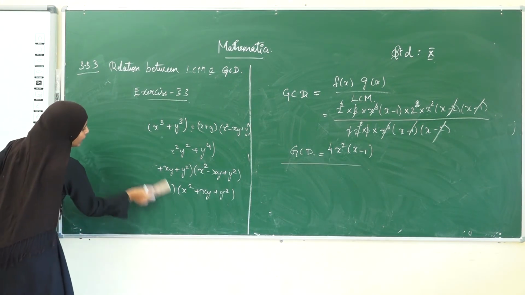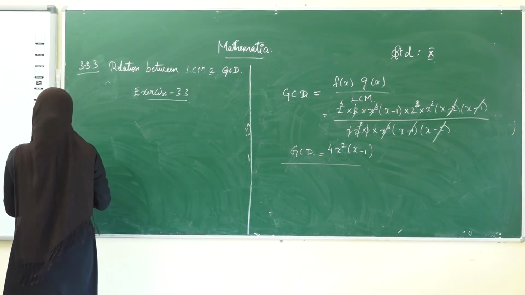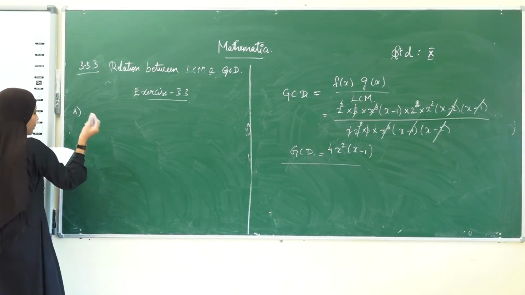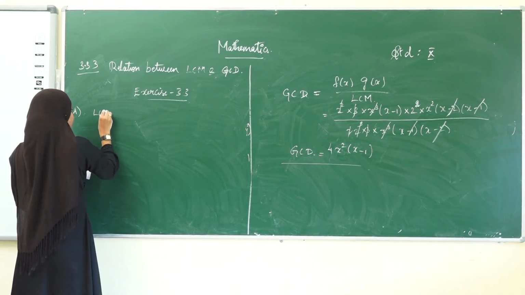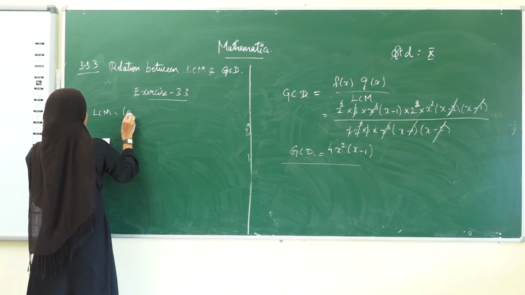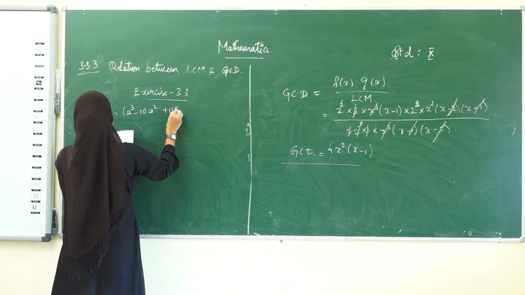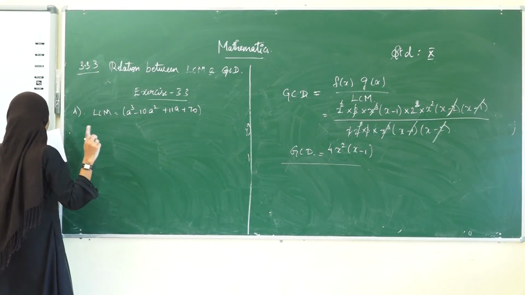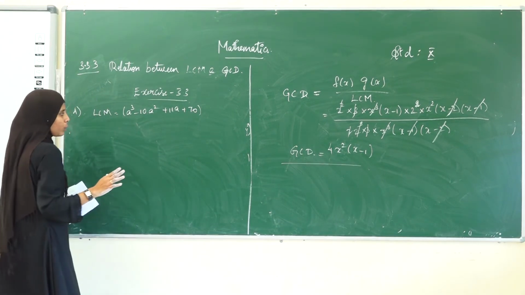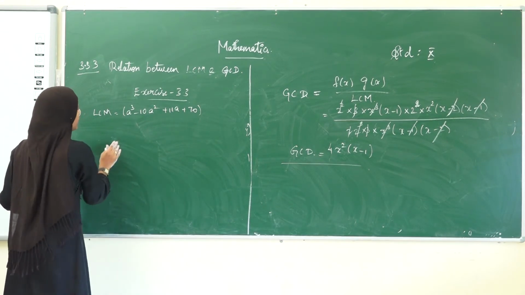We are moving on to the last sum, that is the fourth sum. They have given some information in a table. In the first sum they have given the LCM, which is a cube minus 10a square plus 11a plus 70. They have also given the GCD, and they have given one polynomial, p of x, alone. We have to find the other polynomial q of x in this sum.